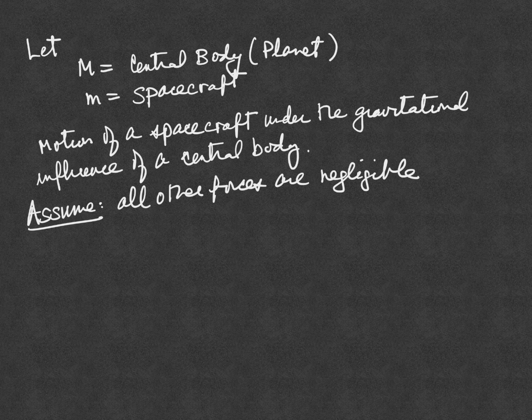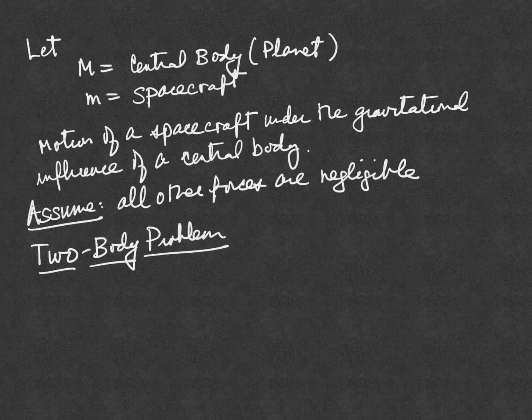And now what we're going to do is derive the differential equation that describes the motion of this system. So this problem that we have here, this is what's called the two-body problem. It's a two-body problem because there are only two bodies in the system. So from this point forth, we're going to refer to it as the two-body problem. So we can see that the only forces being exerted on either of the bodies is the gravitational force of the other body.